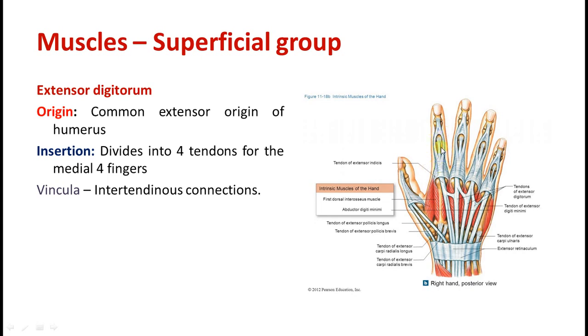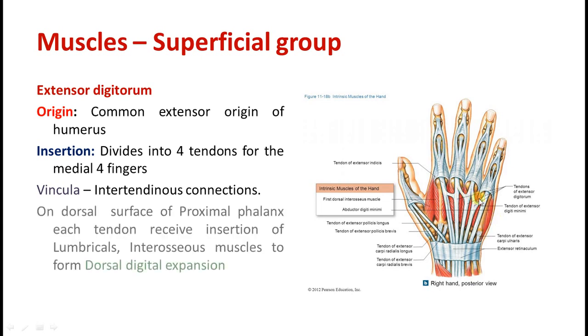That means any one finger cannot act independently. For example, if you try to extend your ring finger while closing the others, you can extend it if you hold the others with your hand, but otherwise, if you try to flex one finger, the other fingers also flex to some extent, because these extensor muscles are giving some resistance, and that is through these vincula tendons. So here you are able to see these are the intertendinous connections.